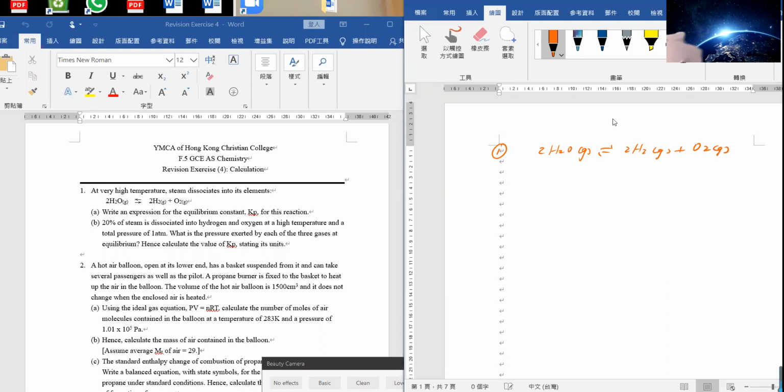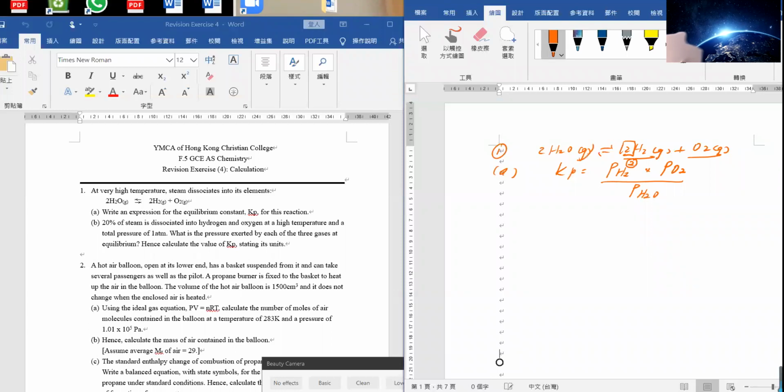This is the decomposition of steam. Okay, so now A is very easy. It's talking about writing an expression for the equilibrium constant Kp. Remember, this is Kp, not Kc. So you have to put the partial pressures together instead of the concentration, okay? So the Kp will be the partial pressure of hydrogen, squared because the coefficient is 2 here, times the partial pressure of oxygen, over the partial pressure of steam.